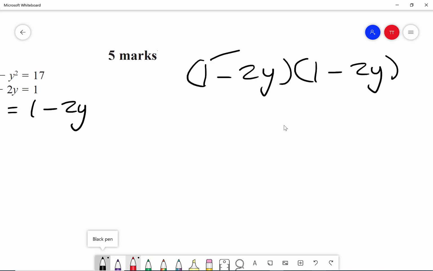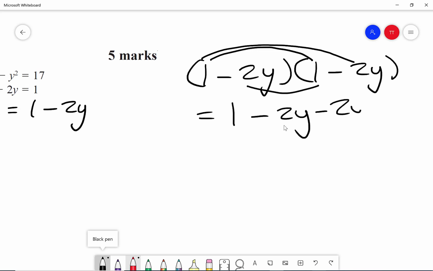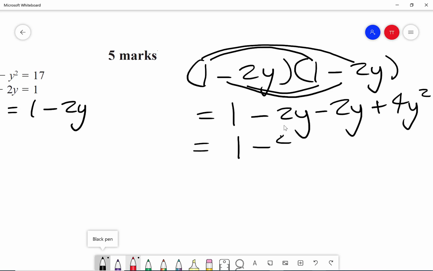And that's going to give me 1 times 1 equals 1. 1 times minus 2y is minus 2y. Minus 2y times 1 is minus 2y. Minus 2y times minus 2y is positive 4y squared. Now that's going to simplify to give me 1 minus 4y plus 4y squared.